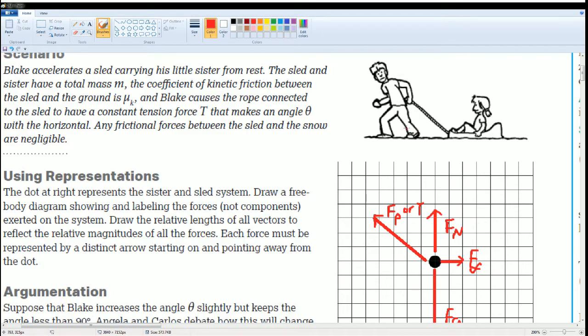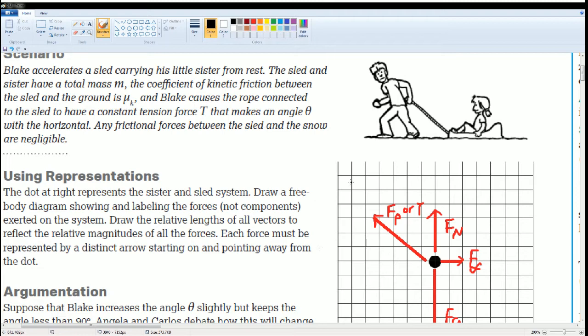Notice that the object is going left. That's why the frictional force is opposite to it, going right. Here the force pulled, which is the constant tension force T, based on what the scenario said about Blake, goes in that horizontal part. This is it. This is what they would need in terms of a free body diagram.